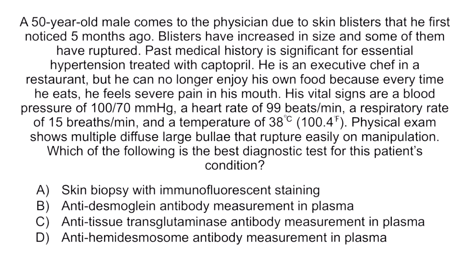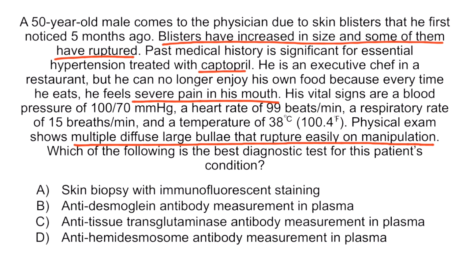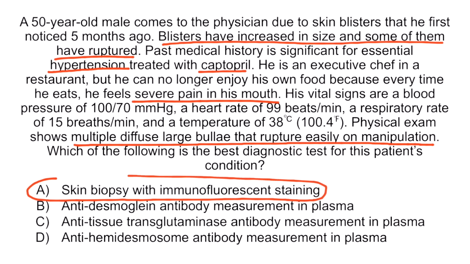Before we decide what the best diagnostic test is for this patient, we should first diagnose him. The patient presents with skin blisters, some of which have ruptured. He also has oral pain while eating food, possibly suggesting oral ulcers. Flaccid bullae that rupture easily on manipulation, and oral ulcers suggest Pemphigus vulgaris. He takes captopril for his hypertension. Captopril is known to cause medication-induced Pemphigus vulgaris. The best diagnostic test for pemphigus vulgaris, just like any other blistering skin disorder, is option A.